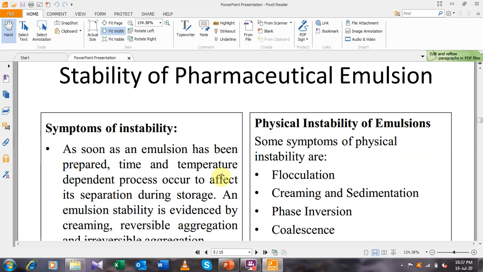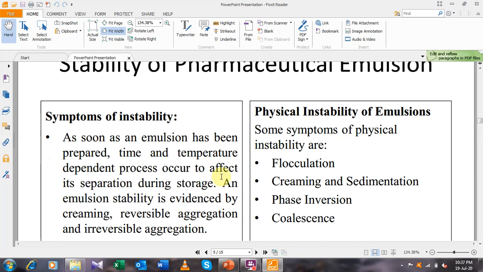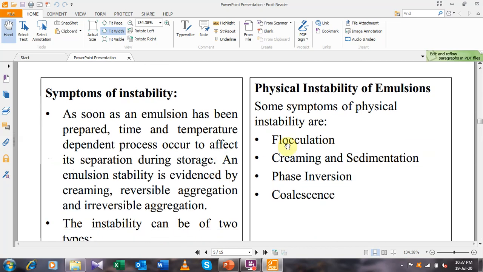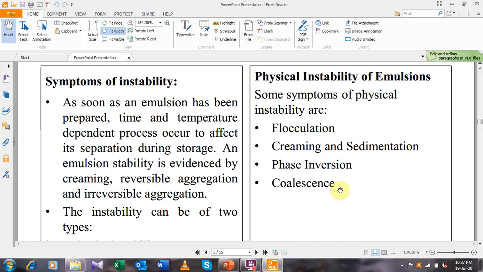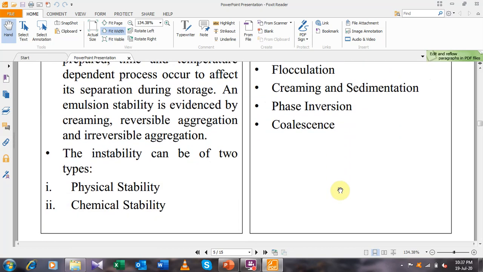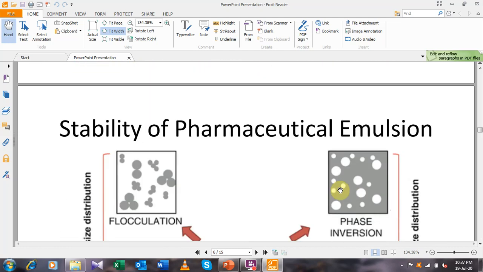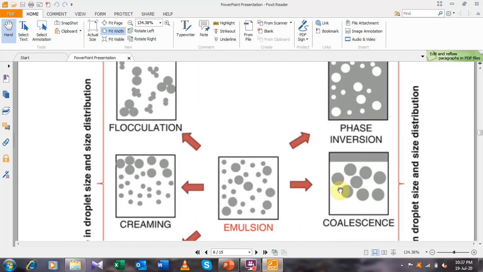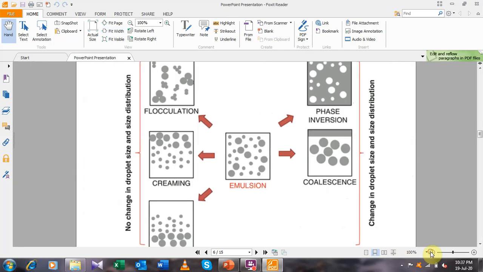And there are certain symptoms of instability, that is the physical instability of pharmaceutical emulsion, including flocculation, creaming and sedimentation, phase inversion, and coalescence. And that is the diagram, a sketch.